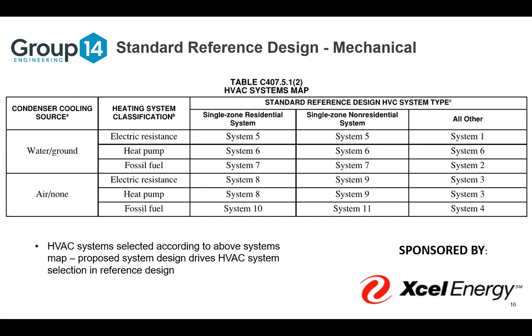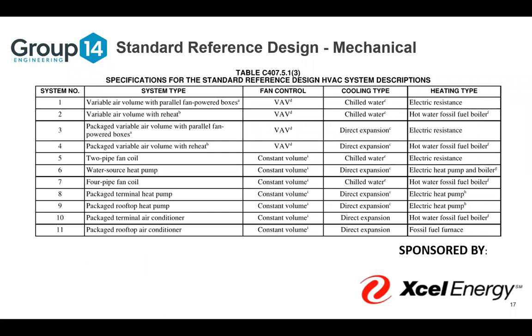Your condenser cooling source is being cooled by air, so we're in that bottom section of the chart now. And then your heating system classification is a heat pump. So now you're a single zone residential system, you are system 8. If we go to the next chart, system 8 is a package terminal heat pump: constant volume fan control, direct expansion coil, and electric heat pump.